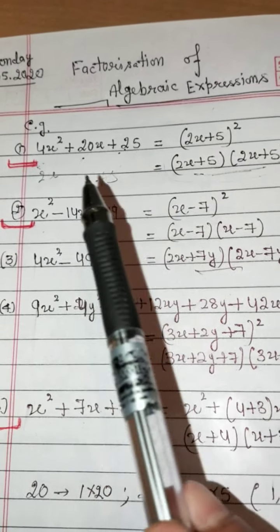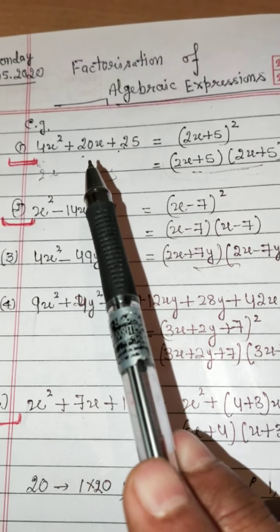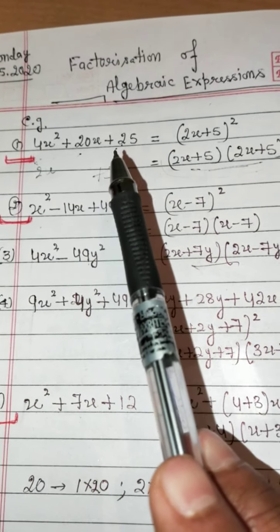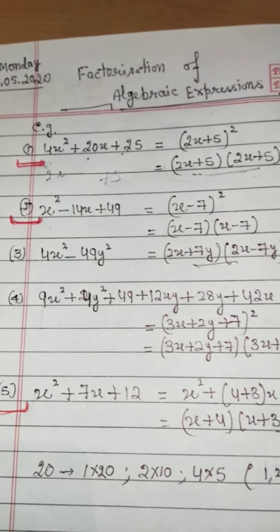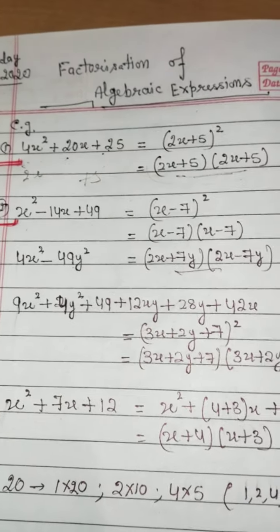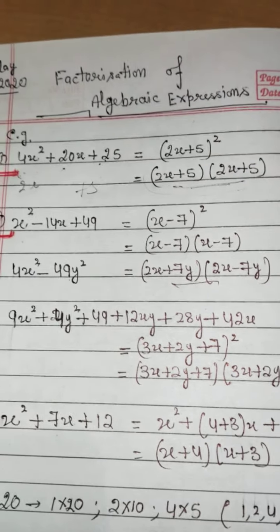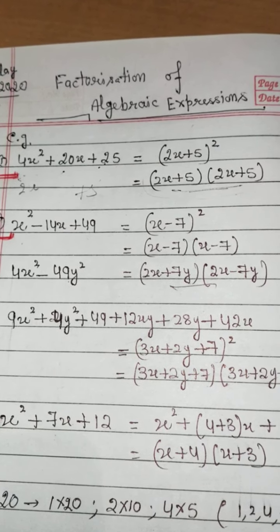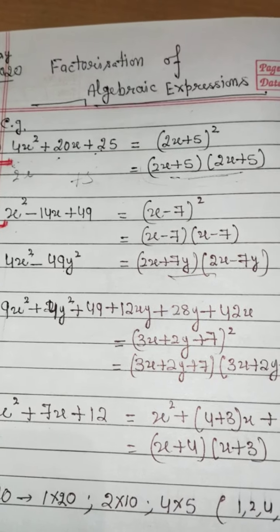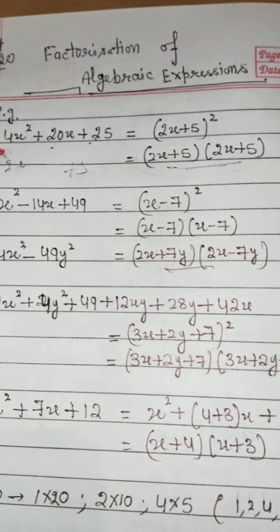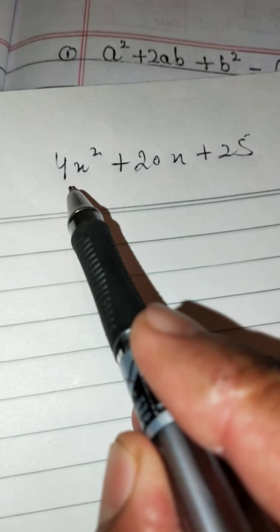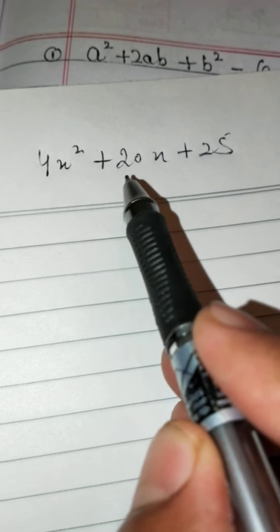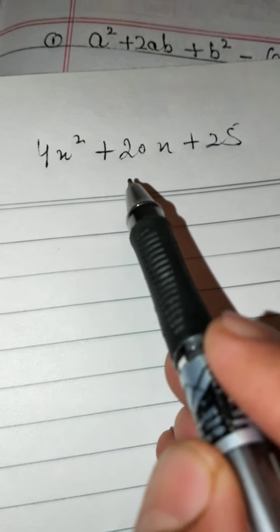a plus b whole square. Now 4x square plus 20x plus 25, a trinomial expression, is given. So this is equal to a plus b whole square. How can we solve this using the identity? So I write here 4x square plus 20x plus 25. This is your trinomial expression. Now this trinomial expression is given in the form of the identity.